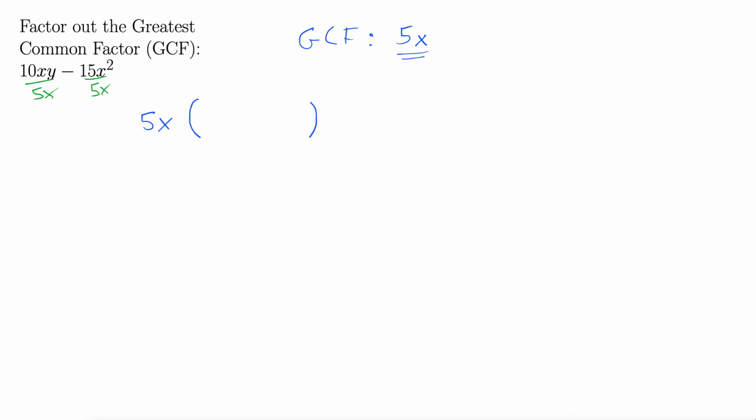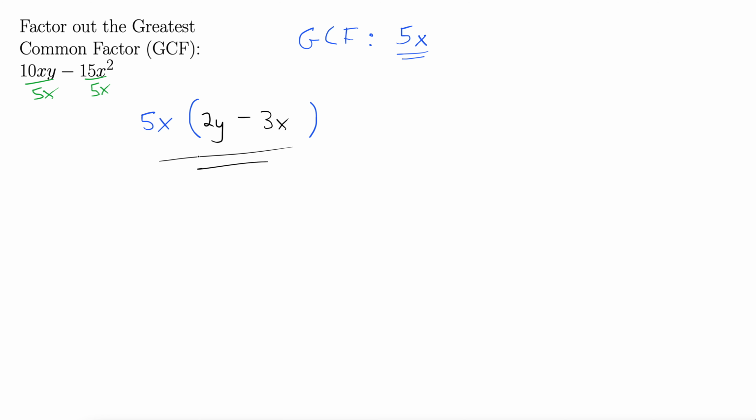Okay, so doing that leaves us with 2y minus, dividing by 5x here, we get 3x. So factoring out the GCF gives us the expression 5x times the quantity 2y minus 3x.